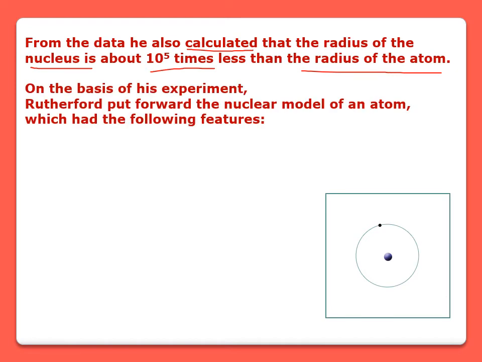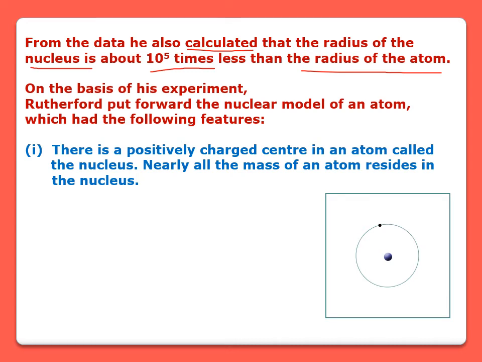So on the basis of his experiment, Rutherford put forward the nuclear model of an atom, and his model has the following features. The first point is there is a positively charged center in the atom that is called a nucleus, and nearly all the mass of the atom resides in the nucleus. This was the first point of his model of an atom.